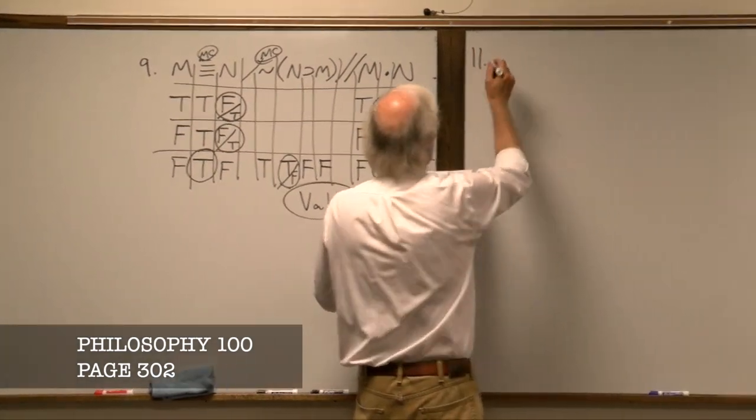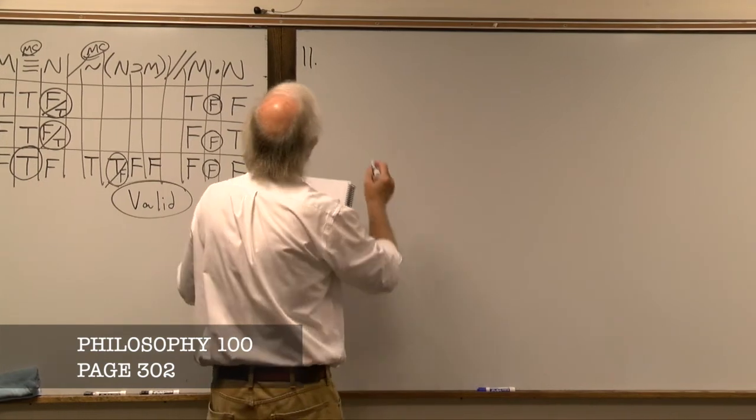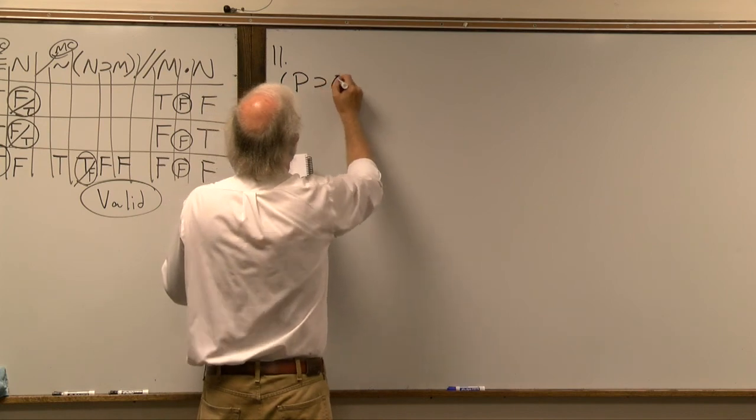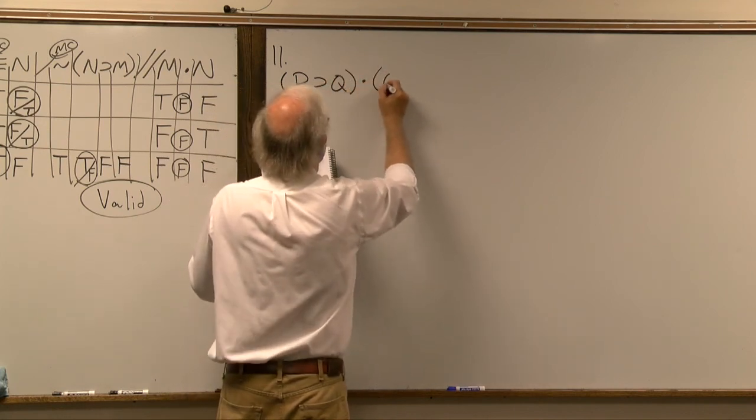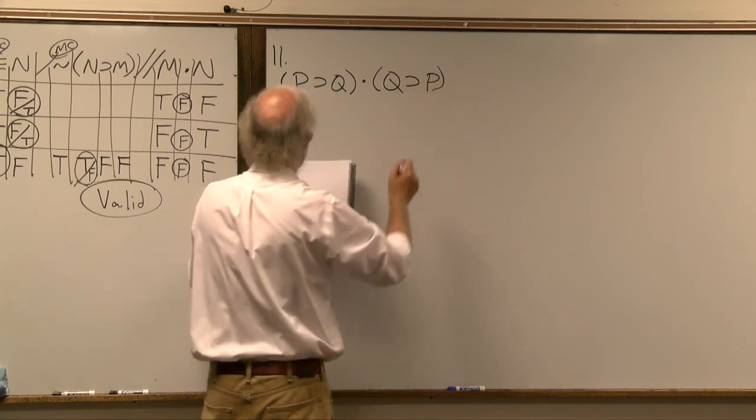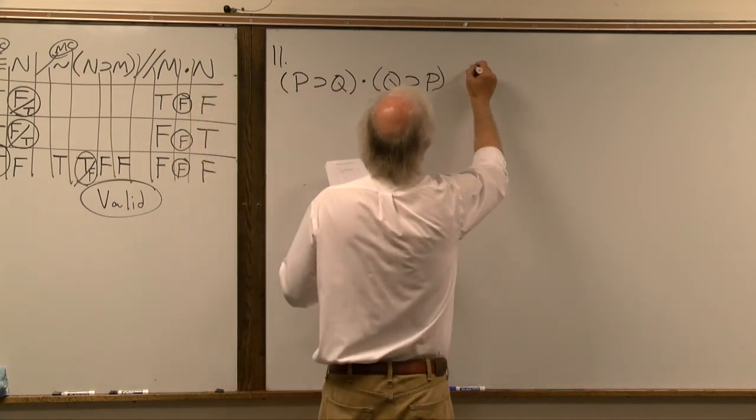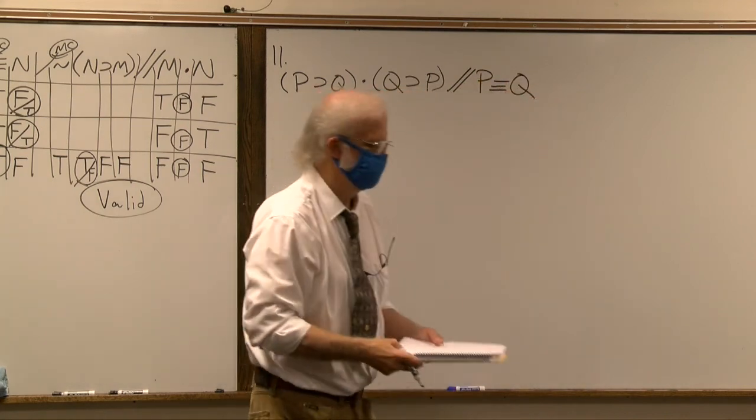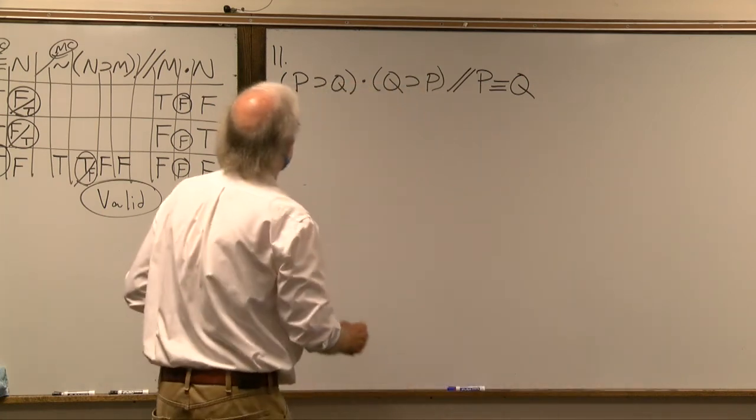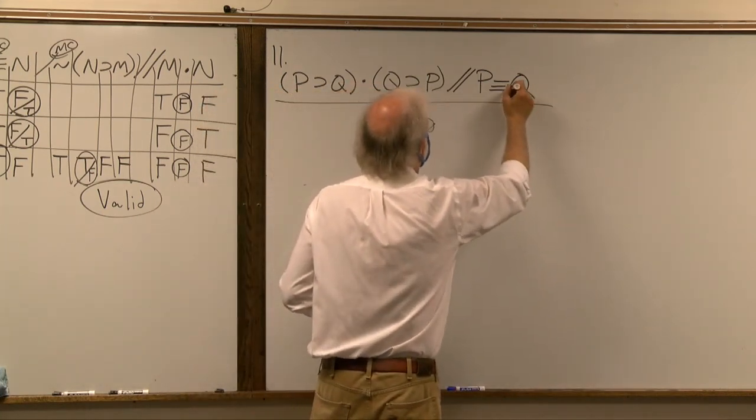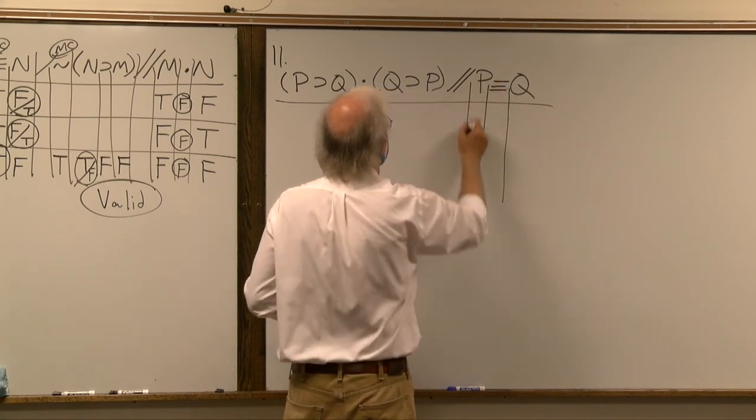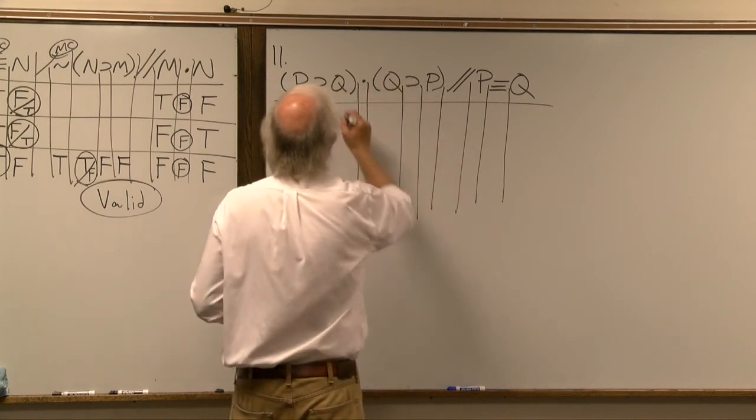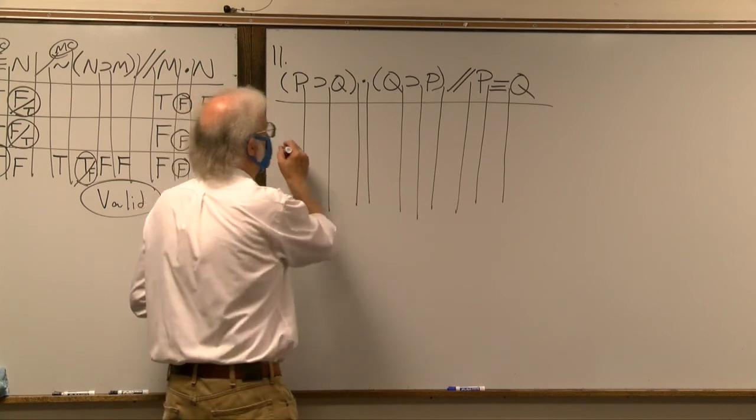Let's try number 11 at the top of 302. Here what we have is one premise. Both P implies Q and Q implies P. And the conclusion is P if and only if Q. Okay, now by using a full truth table method, this would be extremely long and cumbersome and unpleasant. The method that I'm teaching you is going to hopefully make it a lot easier.